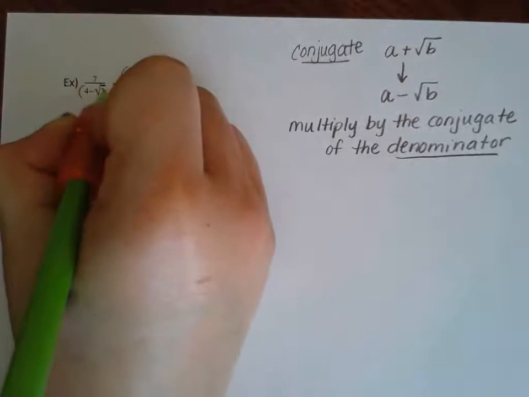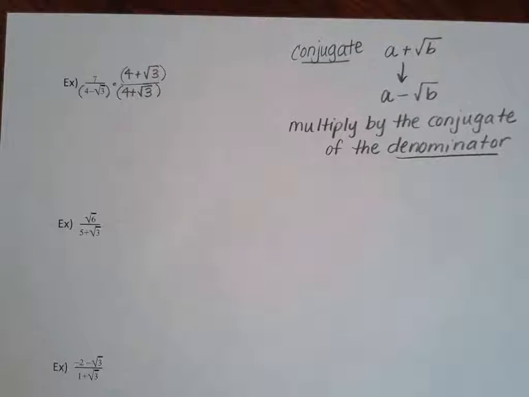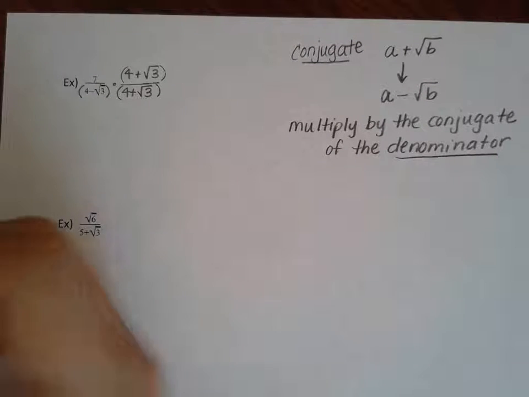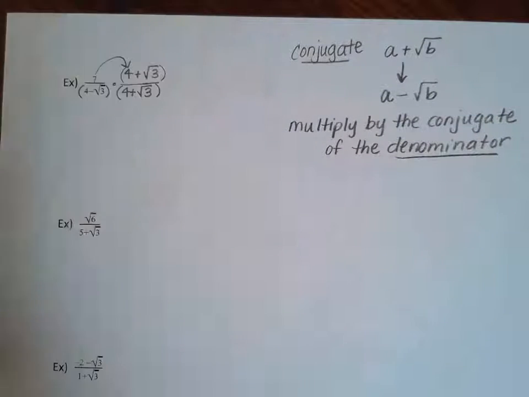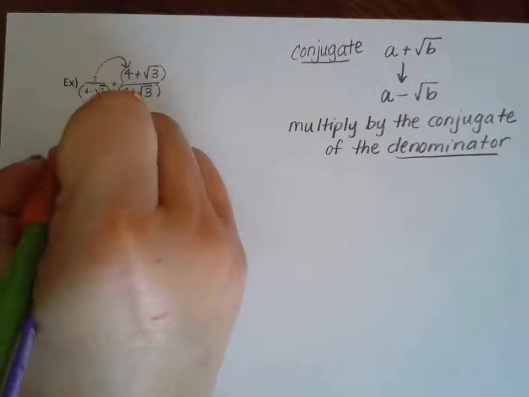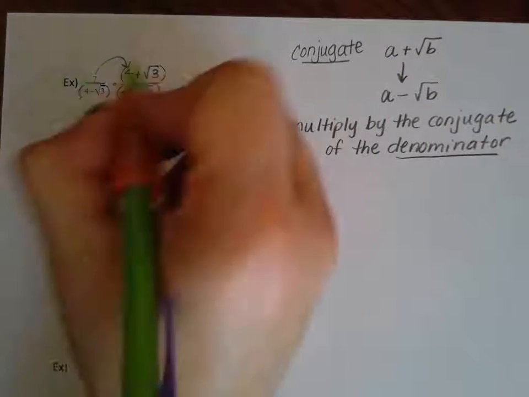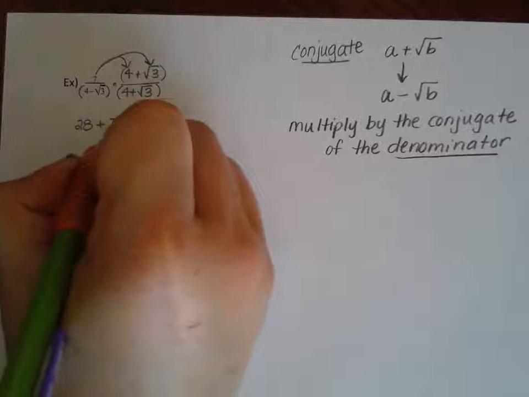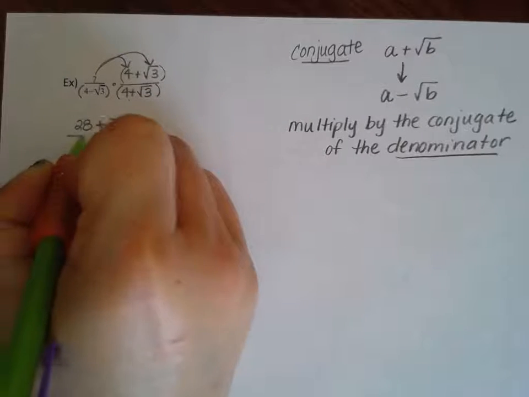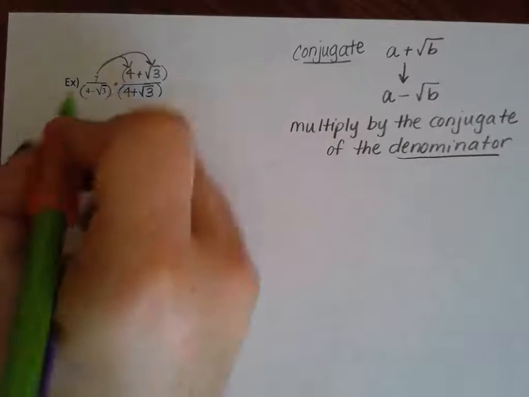So now this just really becomes a multiplication problem. We're going to multiply across the top, and we're also going to multiply across the bottom. So let's do the top. This is just distributive property. So 7 times 4 is 28. And then 7 times the square root of 3 is plus 7 root 3. All over the bottom part.